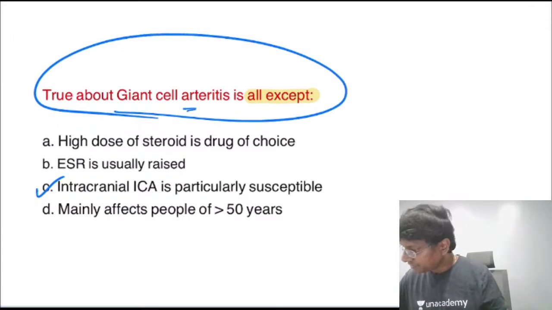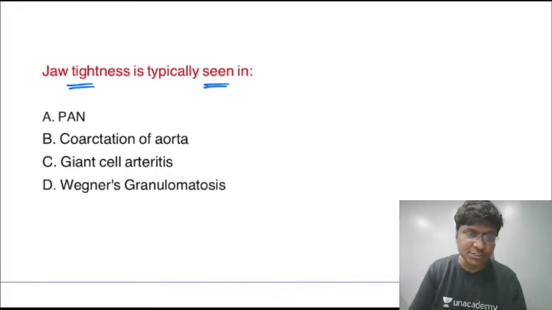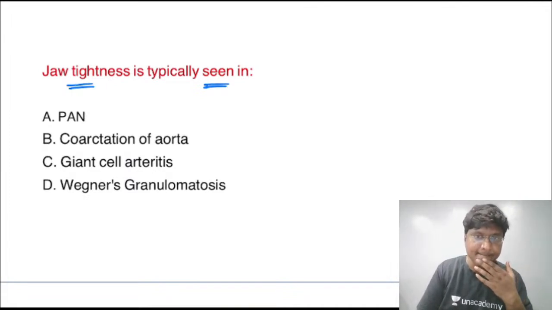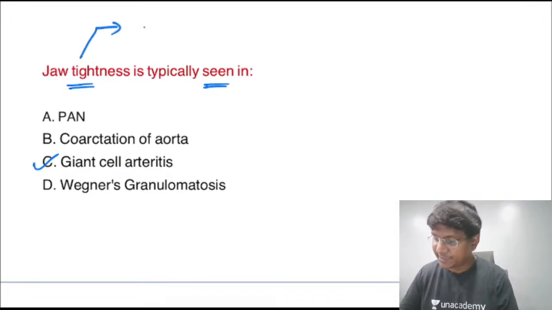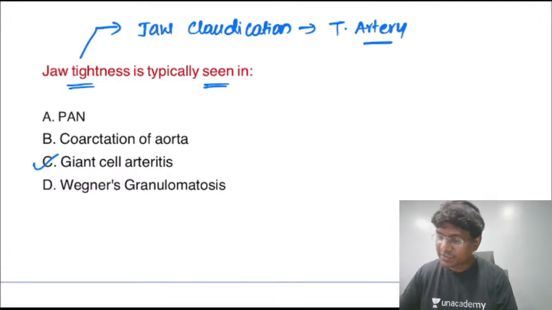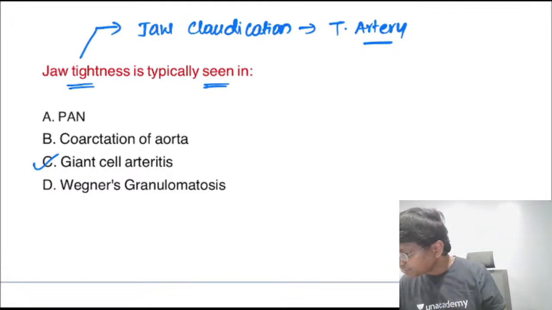And let me just show you one more important question. Jaw tightness is typically seen in polyarteritis nodosa, coarctation of aorta, giant cell arteritis, Wegener's granulomatosis. So the correct answer is giant cell arteritis. What is this jaw tightness? It is nothing but jaw claudication. Why do you have jaw claudication in giant cell arteritis? That is because of the involvement of the temporal artery. Once there is temporal arteritis, the perfusion to the muscles of mastication will be reduced, and that is what is responsible for the jaw claudication.